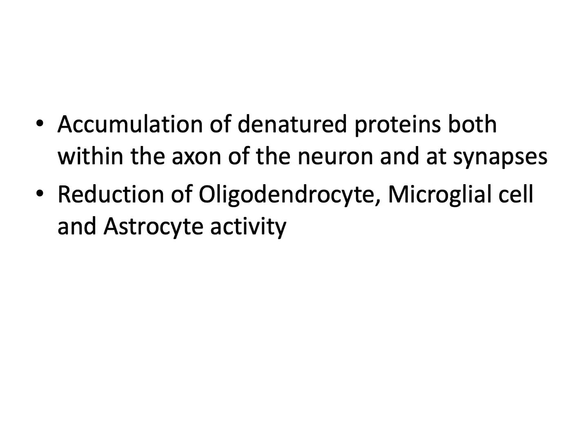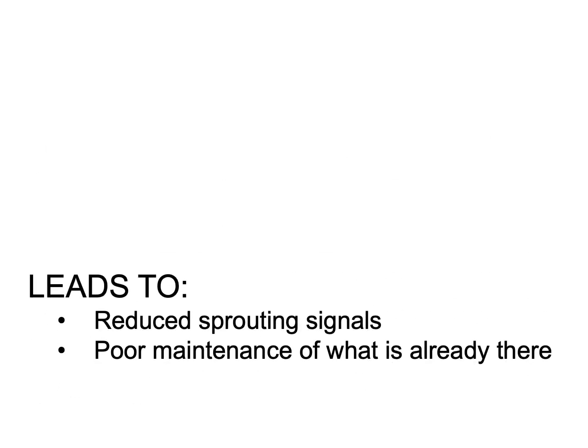The ability to transmit neuron to neuron is based off of, is the synapse clean or not? And part of what happens is that as we age, we start to accumulate denatured proteins within and around the axons and around the synapses, which reduces the functionality of the neurons itself. Additionally, with poor aerobic fitness and high amounts of stress, we get reduced sprouting signals even if the person is cognitively active, and we get poor maintenance of what is there in the first place.